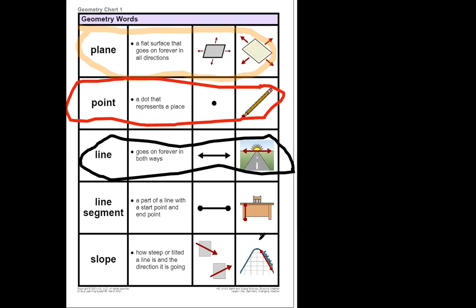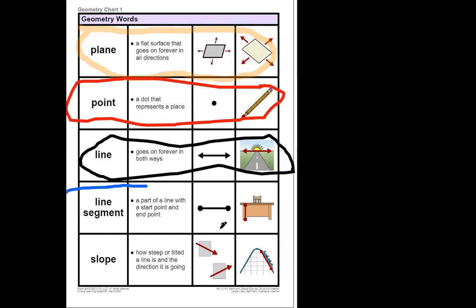All right, so our next word is line segment. A line segment is a part of a line with a start point and an end point. So if it has a start point and an end point, does that mean it goes on forever or it stops at some point? What do you think? Does that mean it goes on forever or it stops? It stops. Very good. It has a start point and an end point.